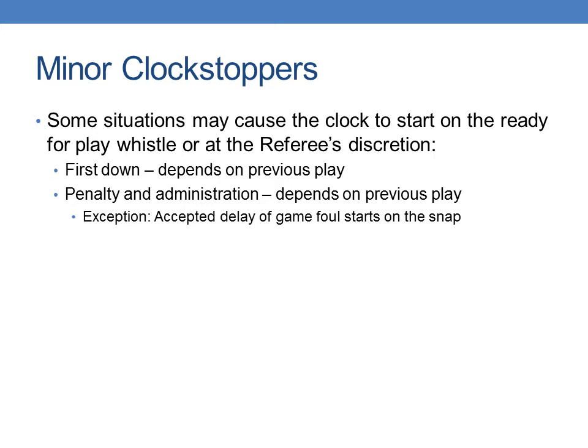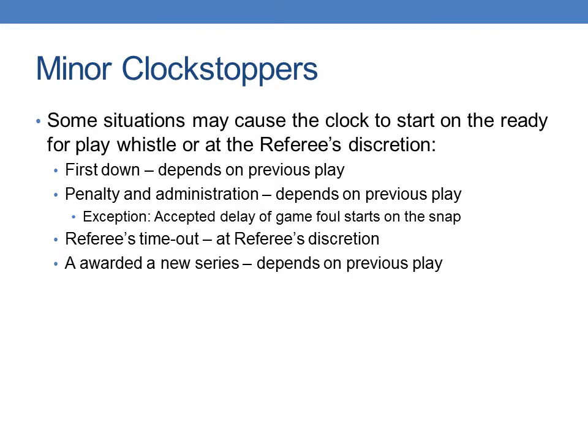By contrast, if that pass were caught and carried out of bounds and the penalty were declined, or even if the penalty were accepted, in that case the play ended out of bounds, and as a result, the clock would start on the subsequent snap. Note that when the referee takes a timeout, the clock could be restarted at the referee's discretion. We talked about a new series to A that is entirely dependent upon the previous play, which I mentioned previously. Teams that consume time illegally will cause the clock to start on the ready for play.